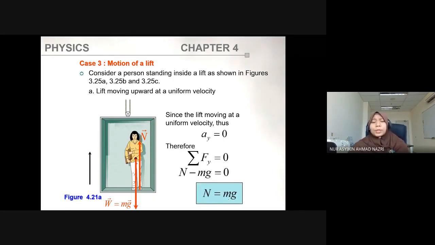Alright, which is pendek kata, your apparent weight, your normal force, okay, we equal to your weight. Maksudnya kalau kita letak balance kat sini, penimbang kan, penimbang. Okay, then we will get our weight yang asal macam kita tak naik lift. Macam tu.